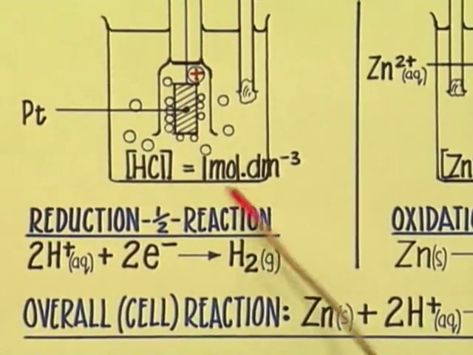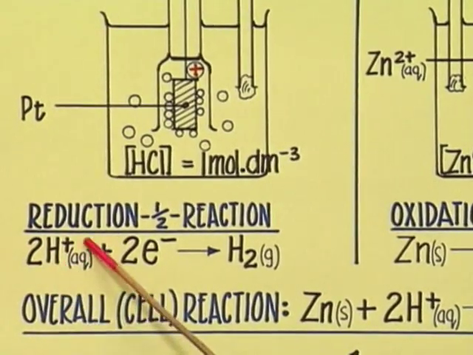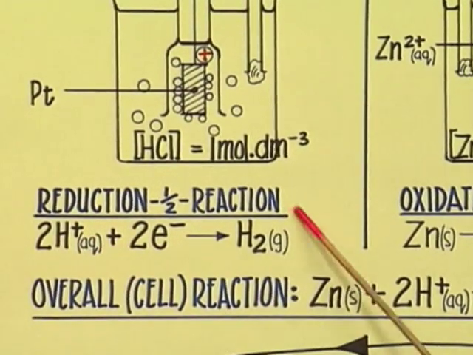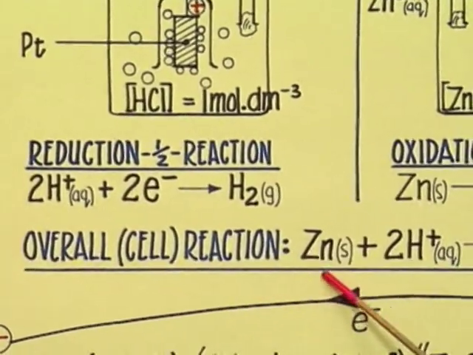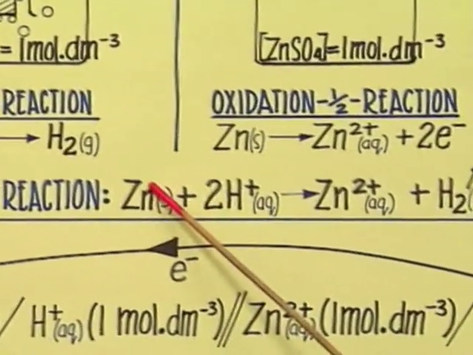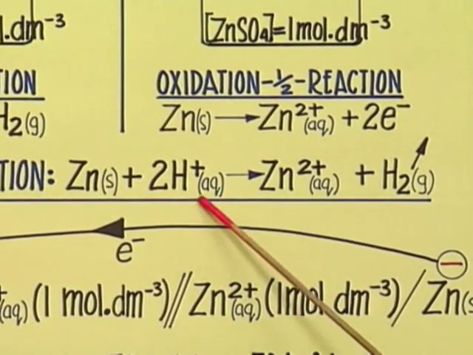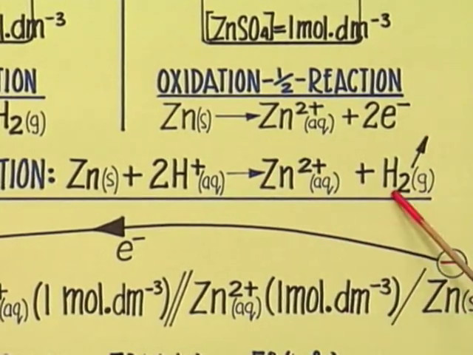The reduction half reaction takes place, where the hydrogen ions acted as the oxidizing agent, which was reduced when electrons were added to it to form hydrogen gas. The overall or cell reaction indicates that zinc was the reducing agent which donated electrons to the hydrogen ions, which were acting as the oxidizing agent, to produce zinc ions and hydrogen gas.